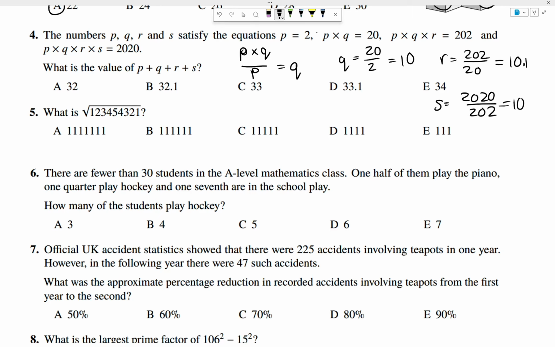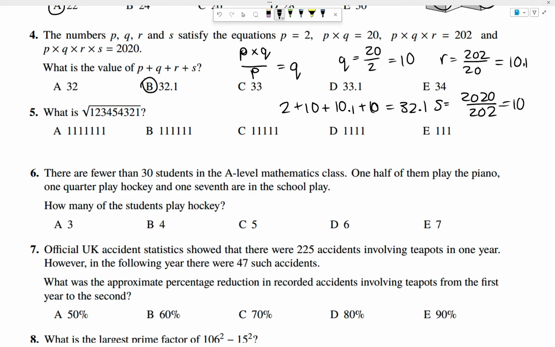So that means that p plus q plus r plus s is 2 plus 10 plus 10.1 plus 10, which is 32.1. So the answer is B. Okay, what is the value of the square root of that number?